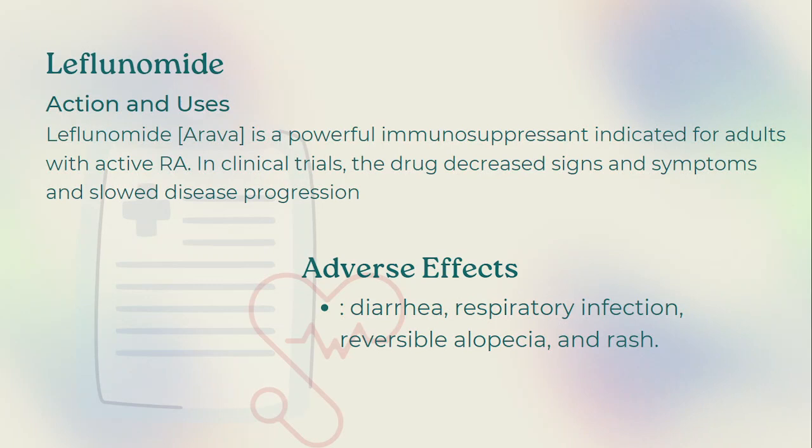Leflunomide, under the brand name Arava, is a powerful immunosuppressant indicated for adults with active rheumatoid arthritis. In clinical trials, the drug decreased signs and symptoms and slowed disease progression. For adverse effects: diarrhea, respiratory infection, reversible alopecia, and rash.